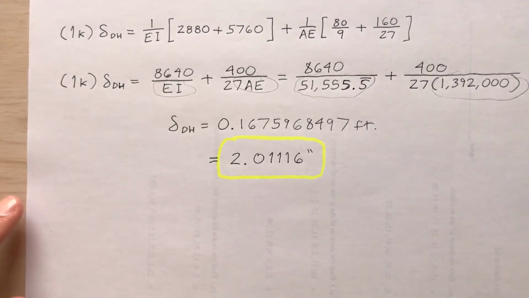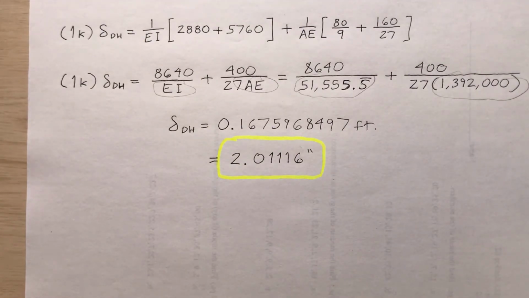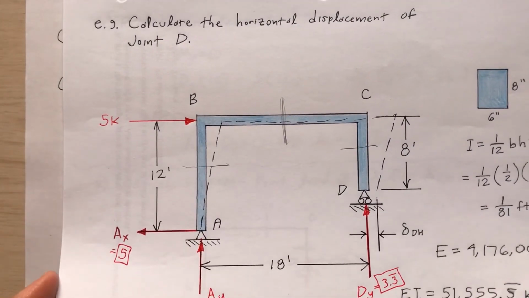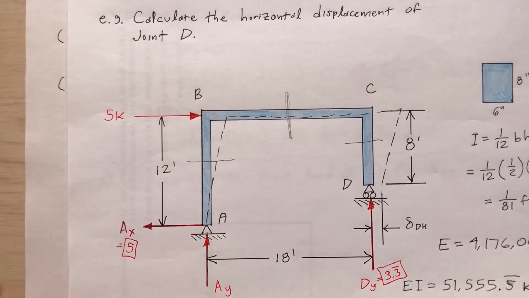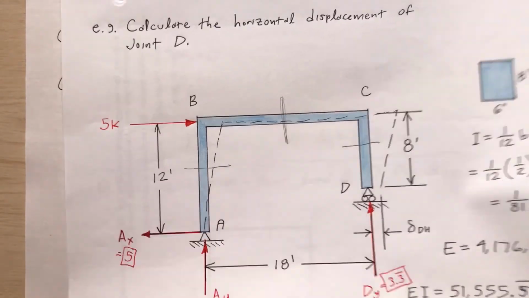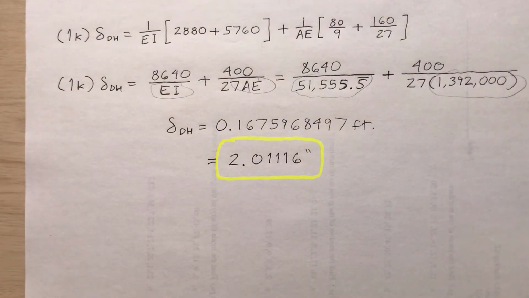So when I solve this for delta sub DH, I get approximately 0.168 feet, which would be 2.01116 inches. What does that represent again? Here's the original drawing. This is where I started. When I apply that 5 kip load, it'll displace joint D, delta sub DH, by 2.01116 inches. Please remember this example and remember the result. I may use this result in a future video. So there you have it.